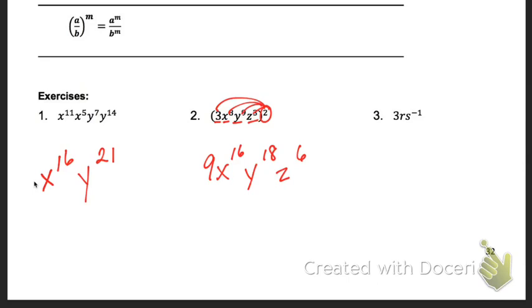Okay, what about number 3? What would I do here? 3r over s. 3r over s. So the s is the only one with a negative exponent, so it goes down. Good.